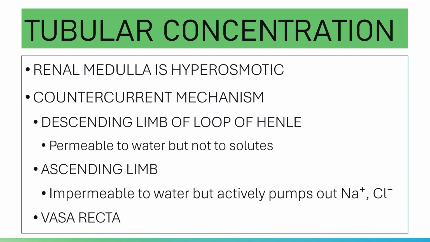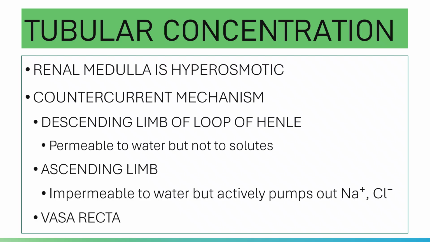And then you have your countercurrent mechanism here. This is important in the tubular concentrating ability. Please note that your descending limb of the loop of Henle is permeable to water but not to solutes. Meaning, water leaves the filtrate and moves to the interstitium, leaving the filtrate concentrated.